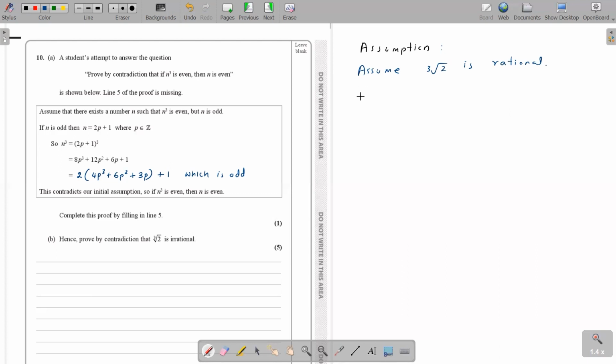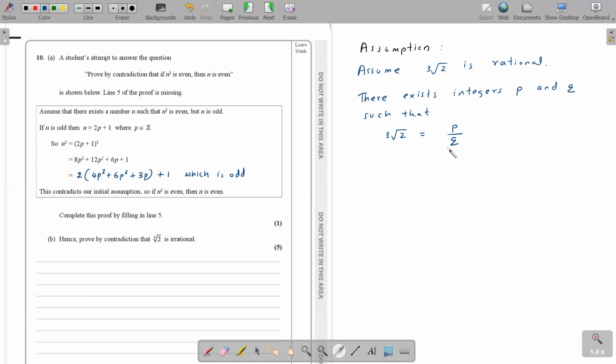So you can write like this: there exist integers. So let's take the integers P and Q such that, so these are the assumptions, such that cube root 2 is equal to what? P over Q, right? So this is what we mean by rational. A rational number means we can write it as a fraction.